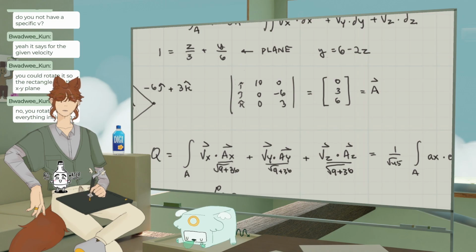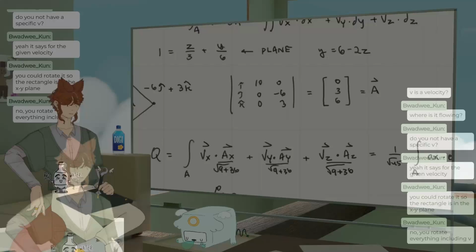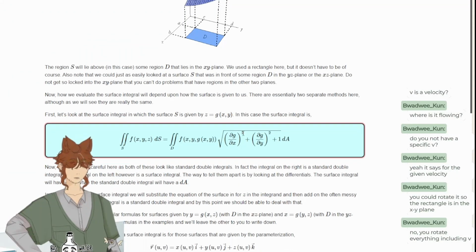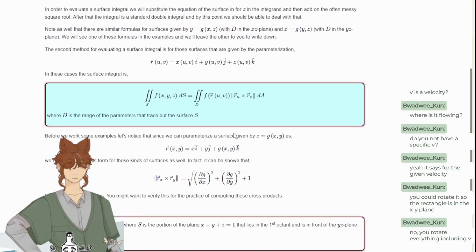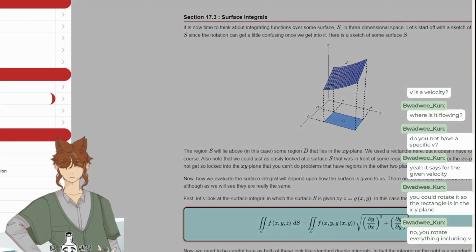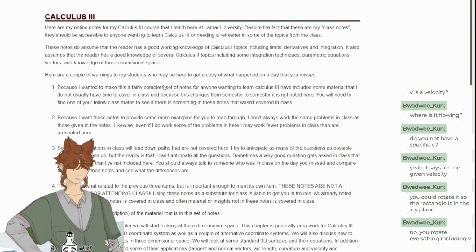Let's see. f of x, y, z dS over the surface is f of x, y, g of x, y. Sure. Wait, let's go over here. Come with me on a journey. f of x, y, g of x, y. Yes! Okay, I remember this. Is this multivariable? Calculus 3, is this multivariable in Paul's notes? I don't know. It's reparameterization.